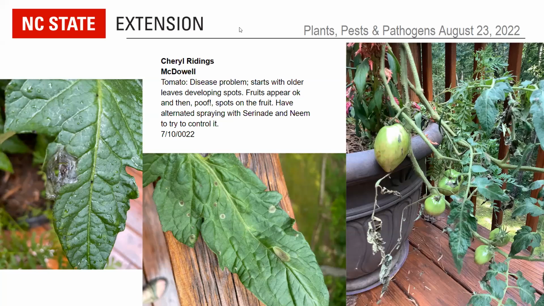All right, McDowell County, Cheryl writing: Tomato disease problem starts with older leaves developing spots, fruits appear okay, and then poof, spots on the fruit. Have alternated spraying with Serenade and Neem to try to control it.